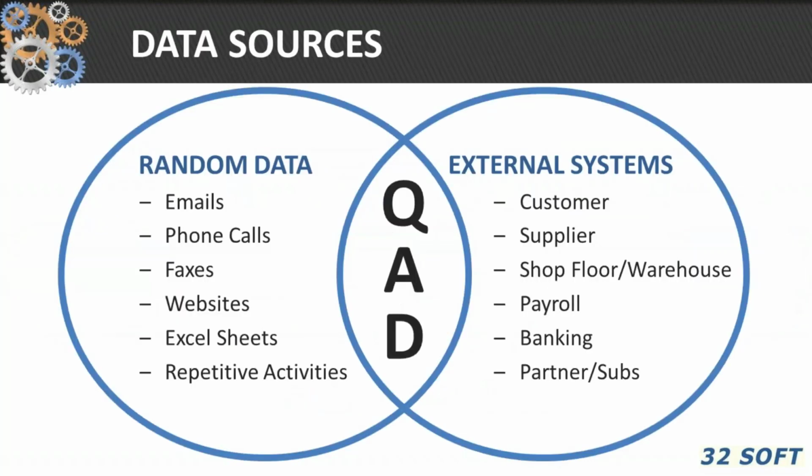And where does the data come from? Well, there are two distinct groups. Random data sources presented on the left-hand side, and the second group, external systems, on the right-hand side. And these are more systematic data sources, better organized, more trustworthy.